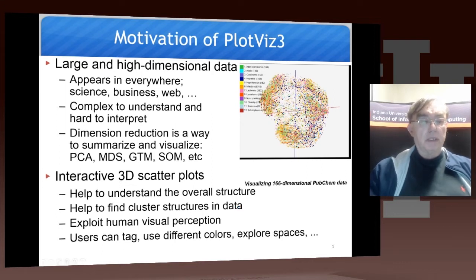The methods mentioned here are PCA, principal component analysis; MDS, multidimensional scaling; GTM, generative topographic mapping; and SOM, self-organizing maps. These are all ways of doing dimension reduction. Dimension reduction is not part of this talk. This talk is about Plotviz, which is a package to visualize the results of dimension reduction.